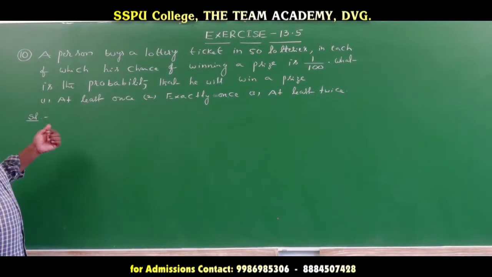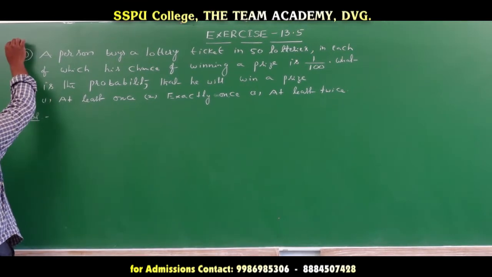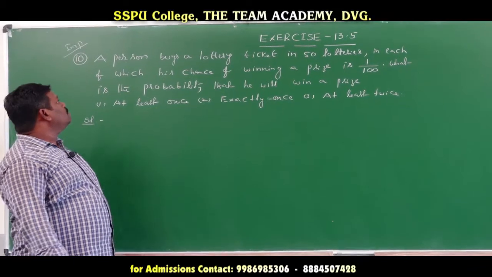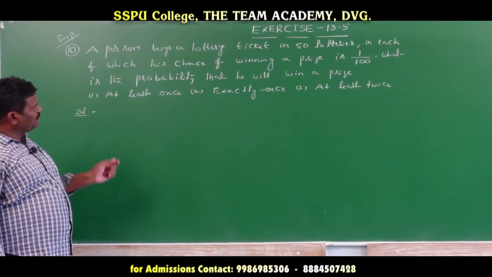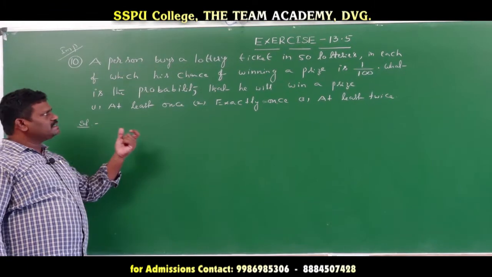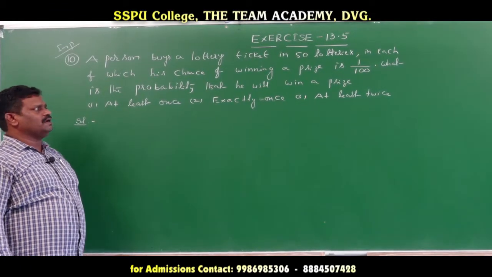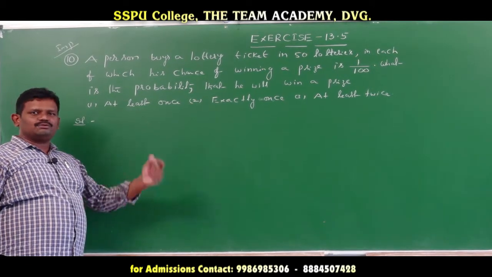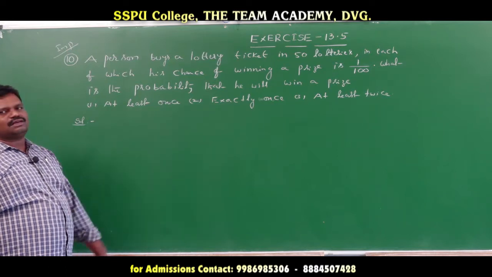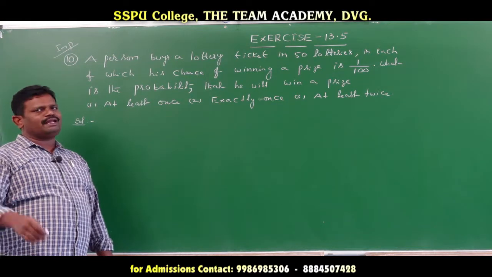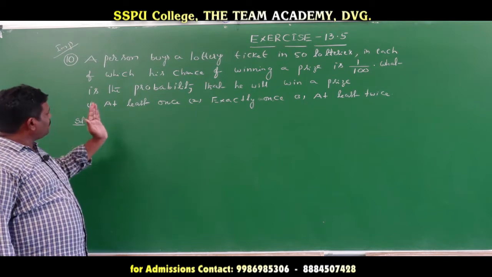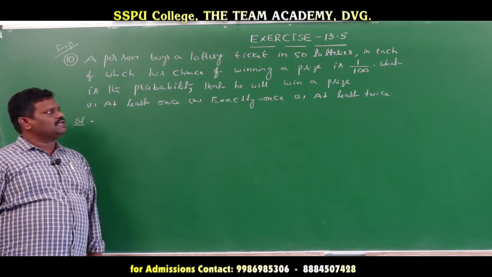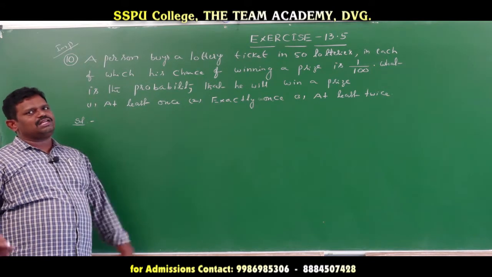Right. Next question, the 10th one. This is an important question from the previous model paper, a 5 marks board question, and a repeated question too. A person buys a lottery ticket in 50 lotteries, in each of which his chance of winning a prize is 1 by 100. Chance means probability, so P, the success, is 1 by 100. Then we find the Q value. What is the probability that he will win a prize at least once, exactly once, and at least twice? We already know the at least and at most cases.